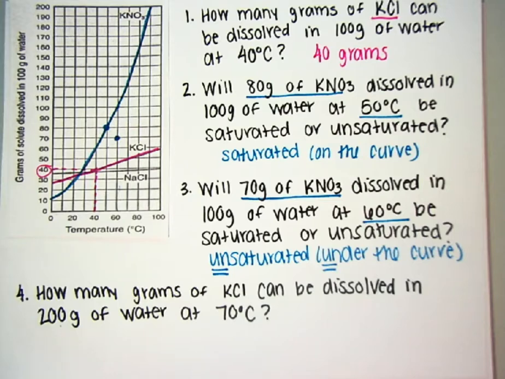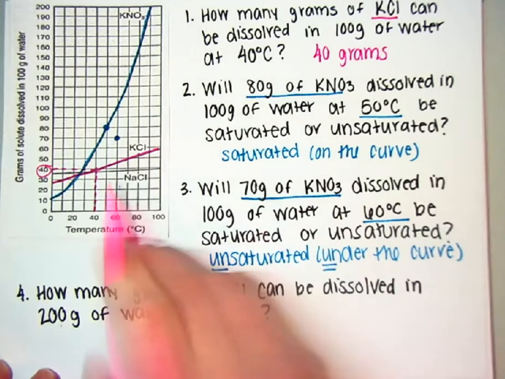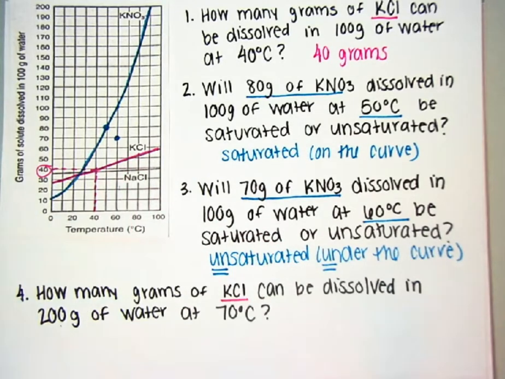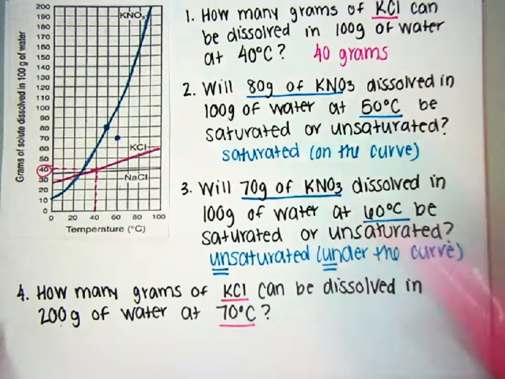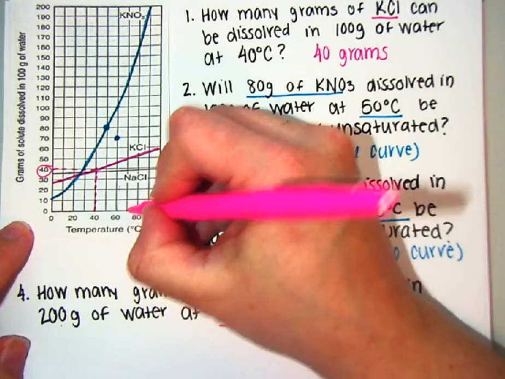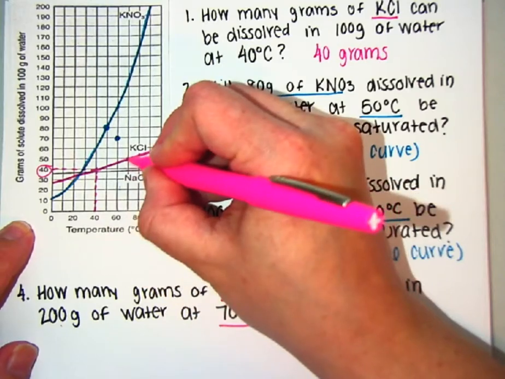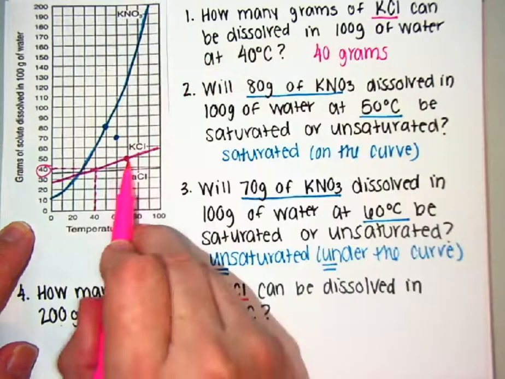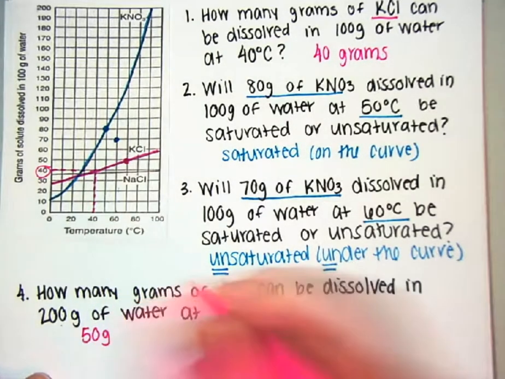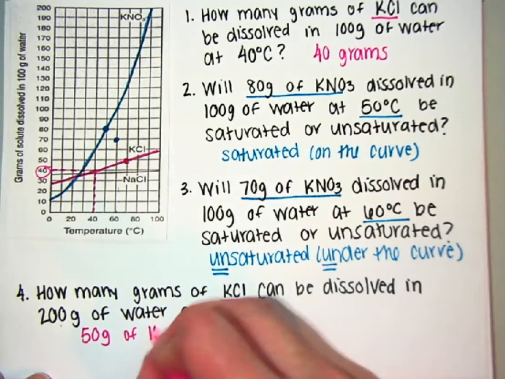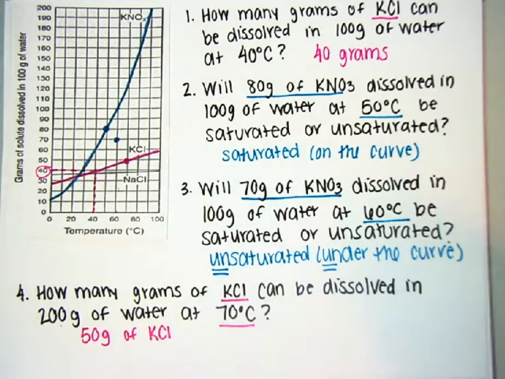So this one is kind of a tricky question. I want to look at potassium chloride, KCl, which is my curve here in pink. And I want to look at 70 degrees Celsius. So let's find 70 degrees Celsius. How many grams can be dissolved? 50. However, 50 grams is not the correct answer.